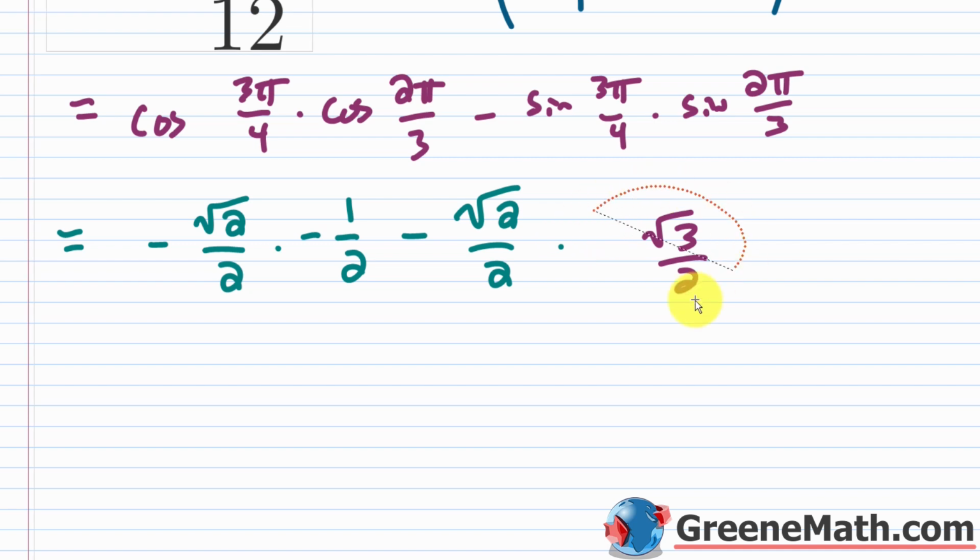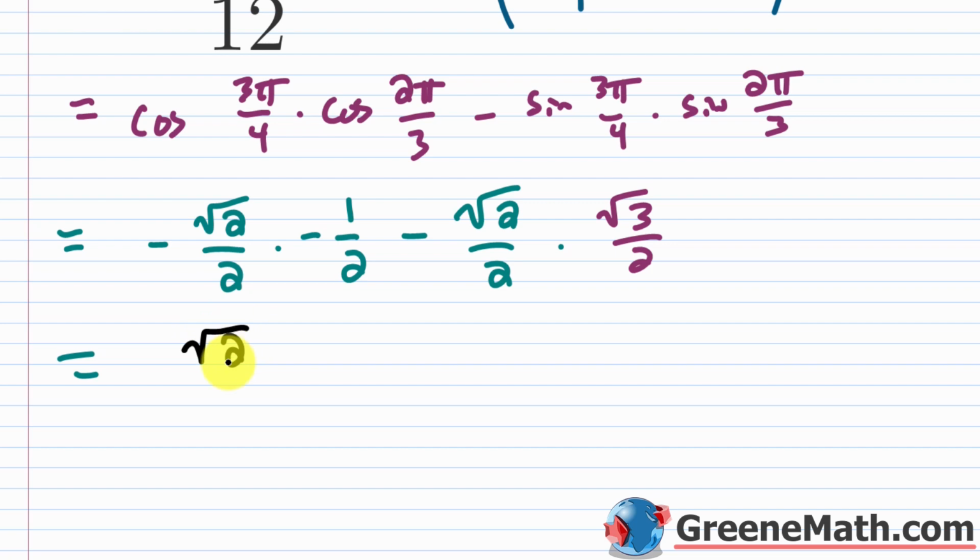Let me put times there and just move this up. Okay, so now it's pretty simple, just some arithmetic. We're going to say this is negative times negative, which is positive. Square root of 2 times 1 is just square root of 2, and this is over 2 times 2, which is 4. And then minus the square root of 2 times square root of 3 is the square root of 6, and this is over 2 times 2, which is 4.